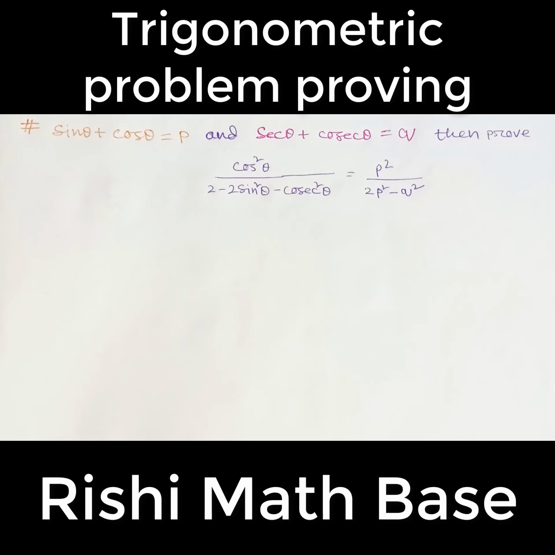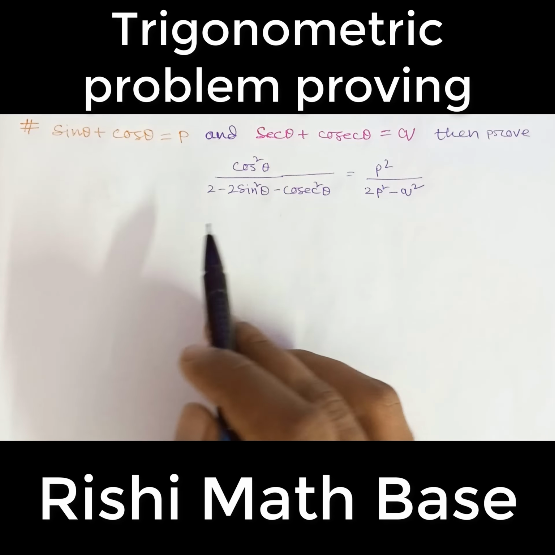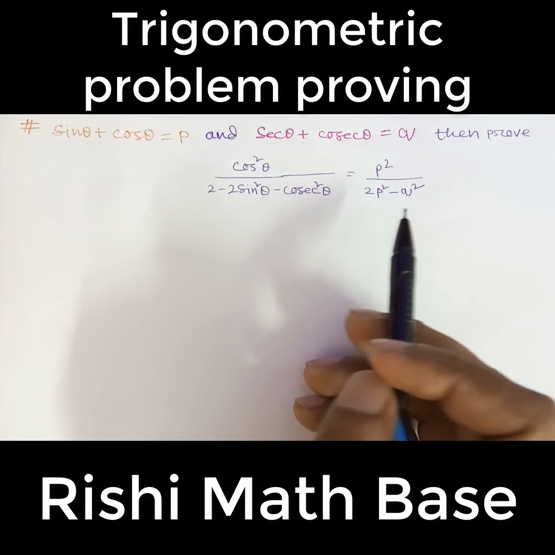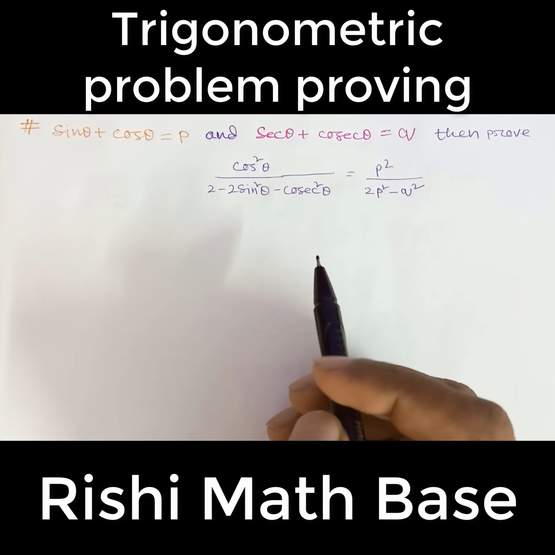Hello everyone, now we will solve this problem where we have to prove that cos square theta by 2 minus 2 sin square theta minus cosec square theta is equals to p square by 2p square minus q square. Let's solve this.